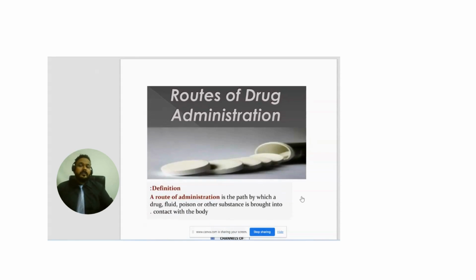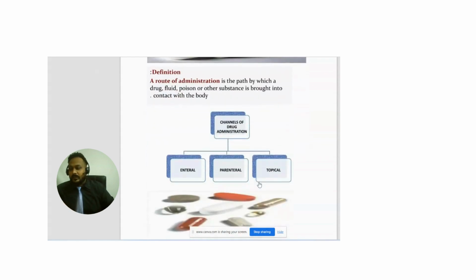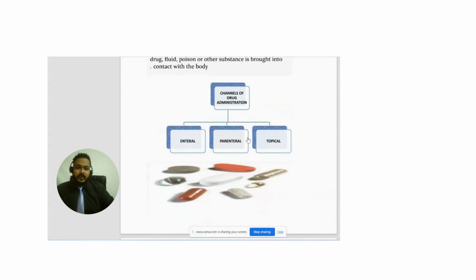Good morning, dear students. Today we are going to discuss a very important topic of pharmacology, routes of drug administration. What is the definition of route of drug administration? A route is the administration path by which the drug, fluids, poisons and other substances are brought into contact with the body. Broadly it is classified into three: parenteral, enteral and topical. These are the channels by which a drug is introduced into the body for achieving action.